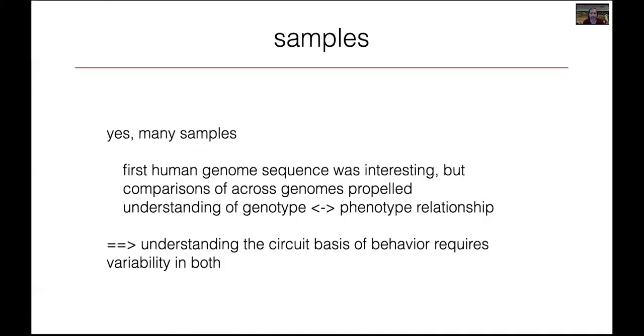That's all I have for you today. I'll just close by saying that I think we should tackle many samples because in order to understand the relationship between circuit activity and behavior, we need to have variability in both. And so analogous to the great insights that came from genotype-phenotype relationships by analysis of many human genomes, we would need to similarly have many connectomes.